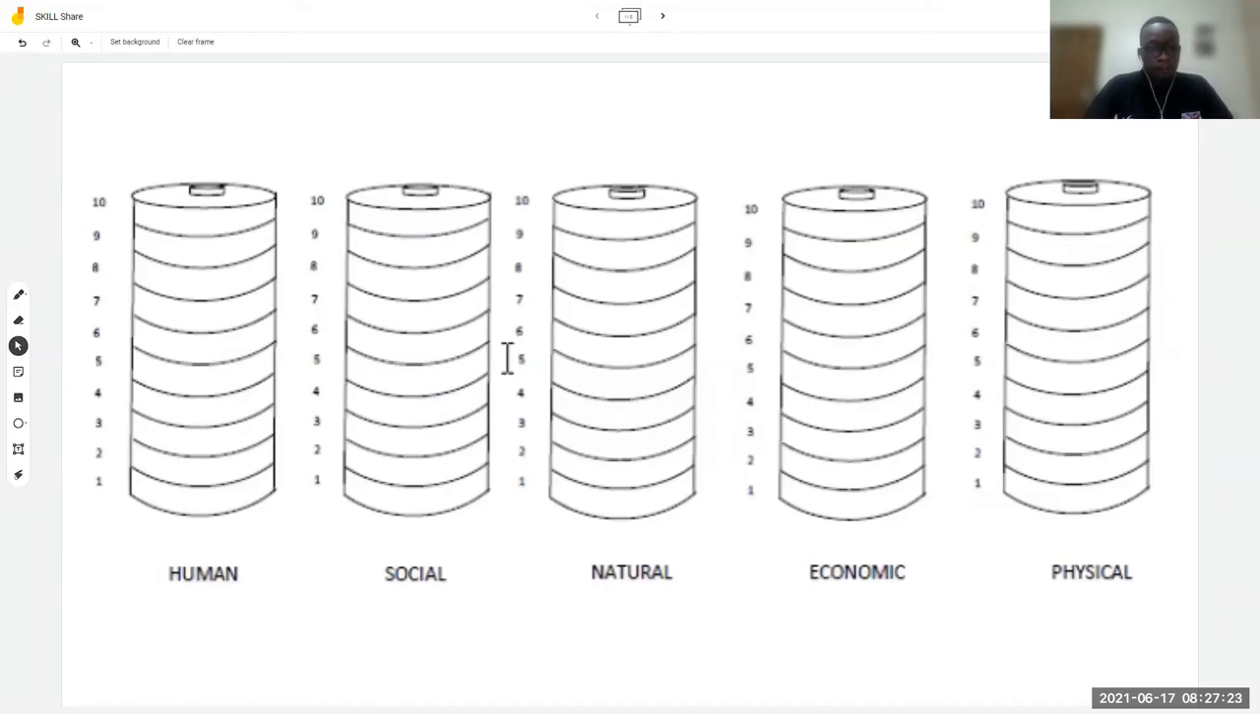So if you have an 8 on human, then that means you're fairly resilient on the human aspect. If you have a 2 on the economic pillar, then that means you're barely resilient on the economic aspect. So that is how you will assess your level of resilience based on one particular stress or shock. And just to mention that you can only use a resilience battery for one particular stress or shock. You cannot have floods and drought and heat waves on the same battery, because then you'll be having mixed information and that will confuse the data.